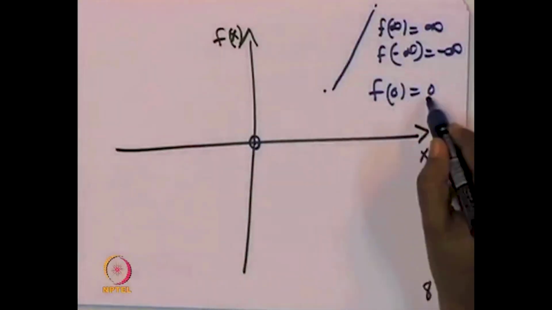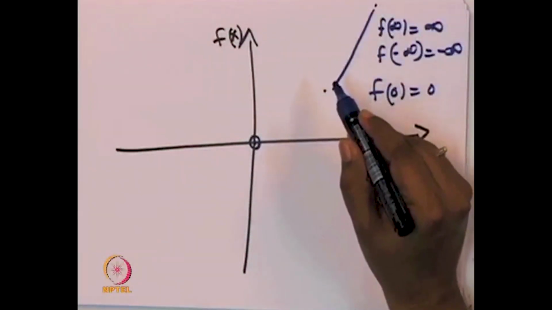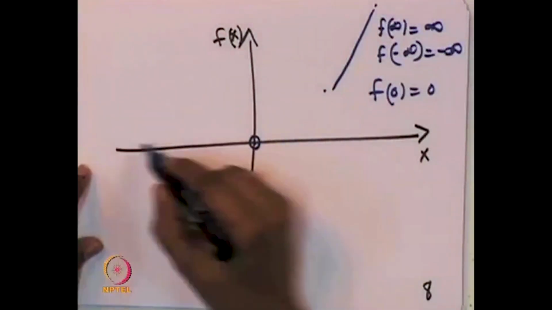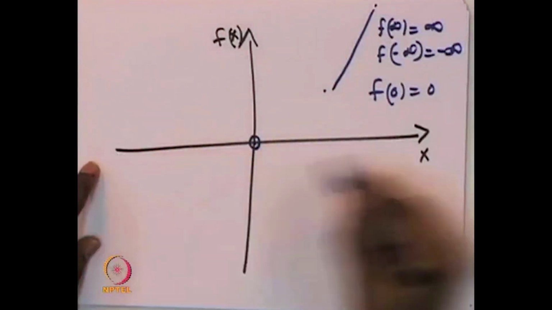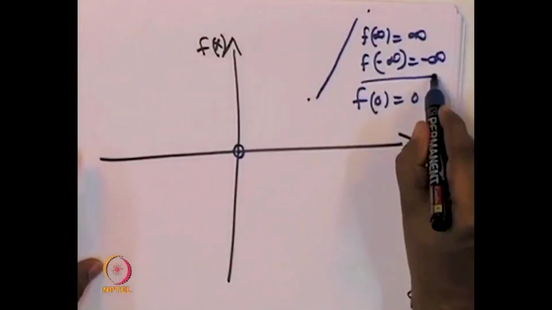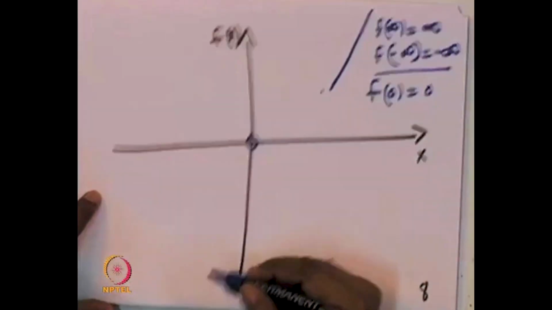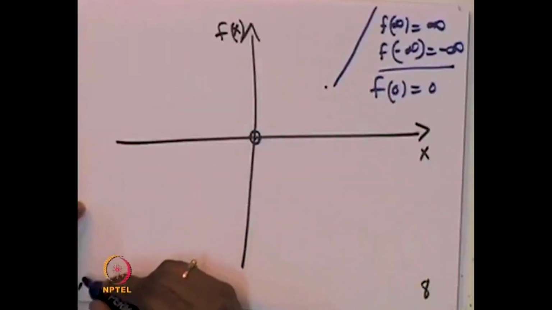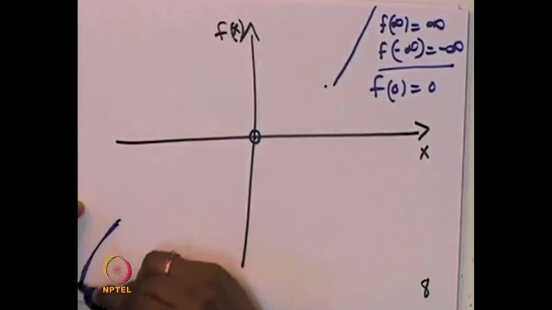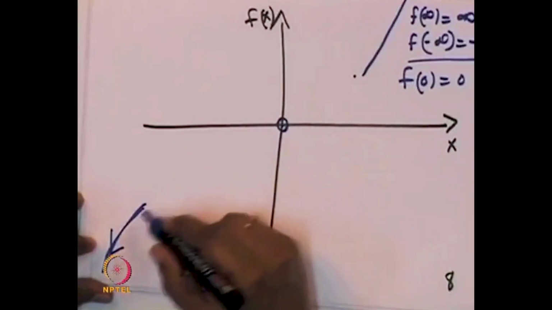And you know that at 0 it has to be 0. So, from here it has to go and increase somehow, and as x decreases and goes to minus infinity, the function has to go to minus infinity. This is what it says. So, the minus infinity is here somewhere at the bottom. So, as x goes to minus infinity, the function will go to minus infinity.